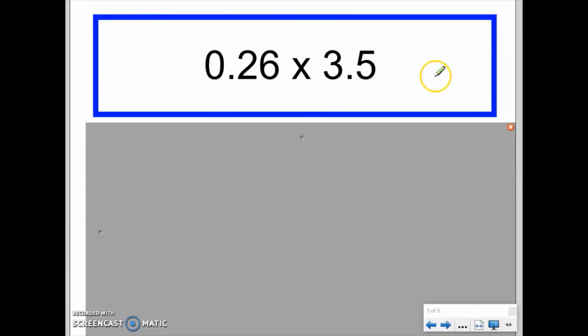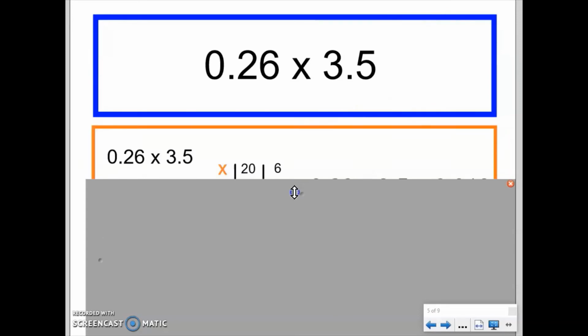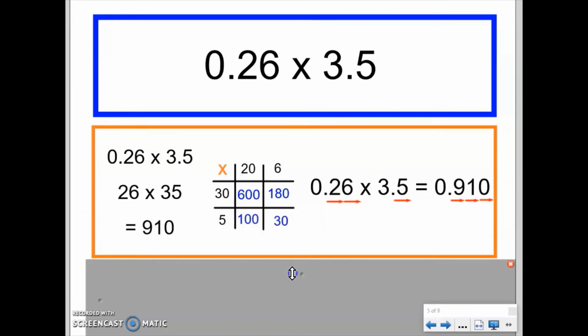Last example from me, but bear in mind that you do have the ability to pause the video if you want to have a go at this question yourself before I talk through my solution. Let's have a look at what your working out should look like. Something like this. So I've got the question 0.26 times 3.5.